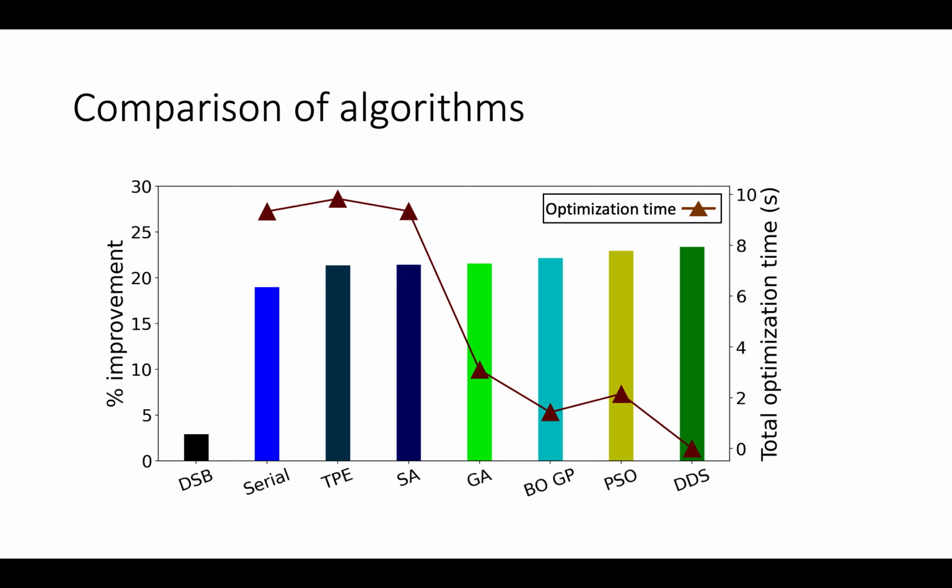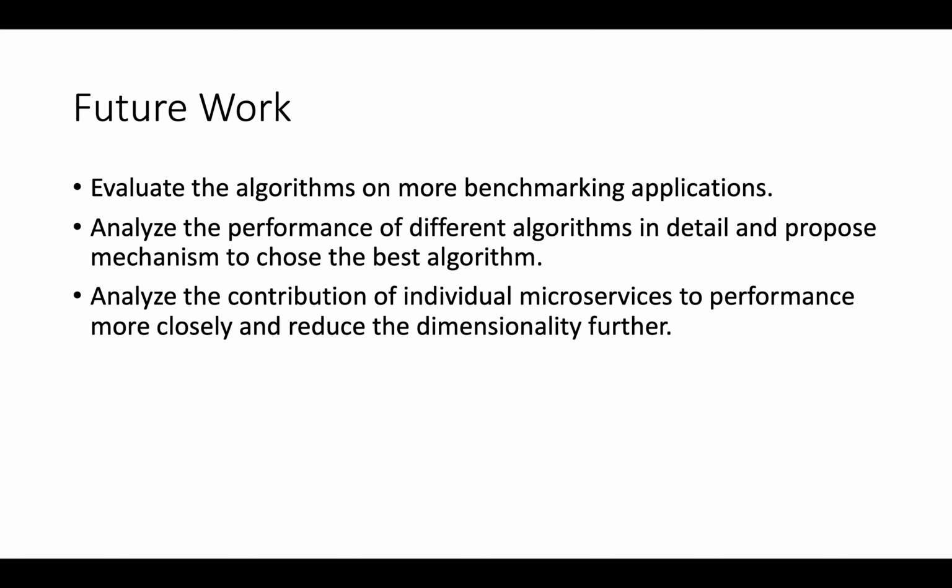To evaluate the overhead of different optimization algorithms, we plot the time taken by the optimization across all the iterations. We see that DDS provides the best improvement of around 24% and also takes the least amount of time. Based on these, we conclude that DDS is the best performing optimization algorithm. An additional advantage of DDS is that it is designed for optimizing in high dimensions, making it suitable for enterprise applications that are composed of a large number of microservices. These are the list of future work that we would like to explore.